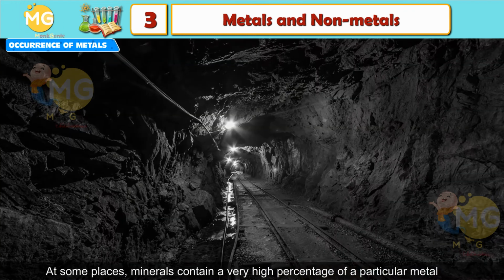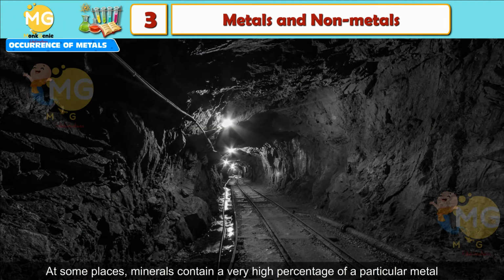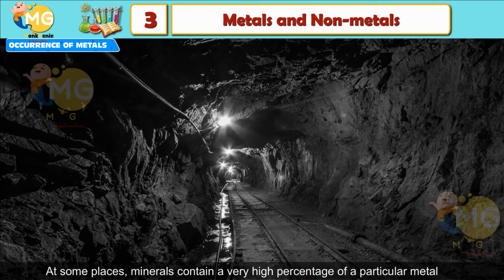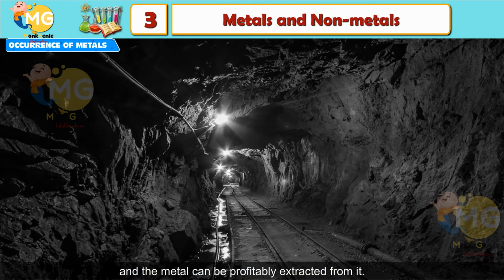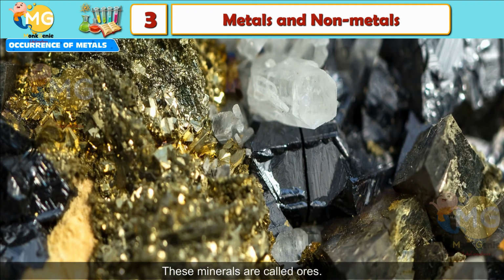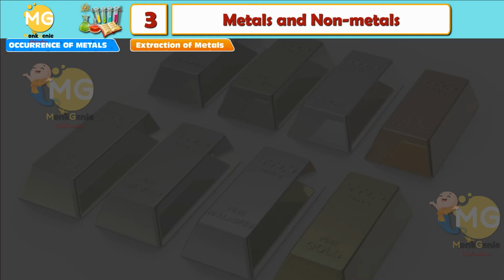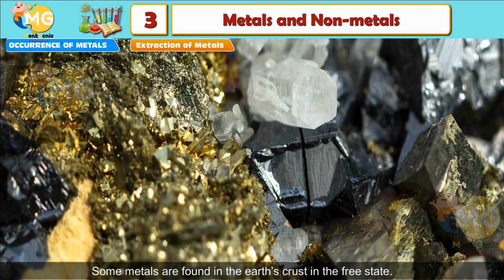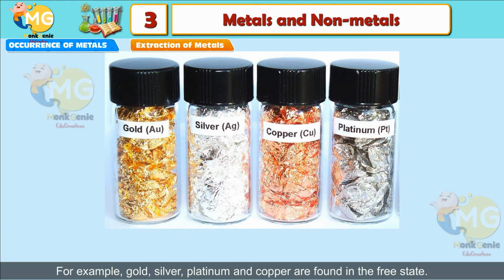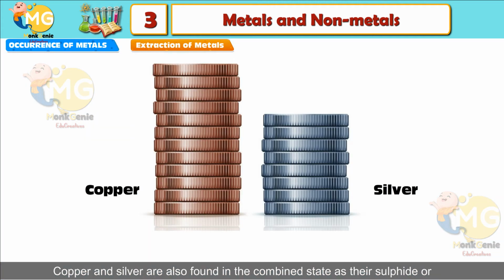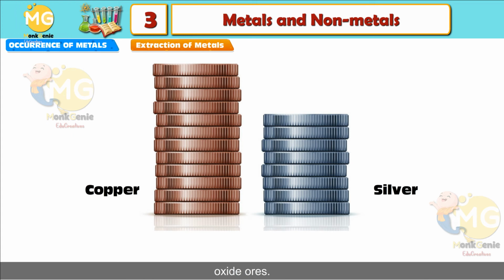Occurrence of metals. At some places, minerals contain a very high percentage of a particular metal and the metal can be profitably extracted from it. These minerals are called ores. Extraction of metals. Some metals are found in the Earth's crust in the free state. Some are found in the form of their compounds. For example, gold, silver, platinum and copper are found in the free state. Copper and silver are also found in the combined state as their sulfide or oxide ores.